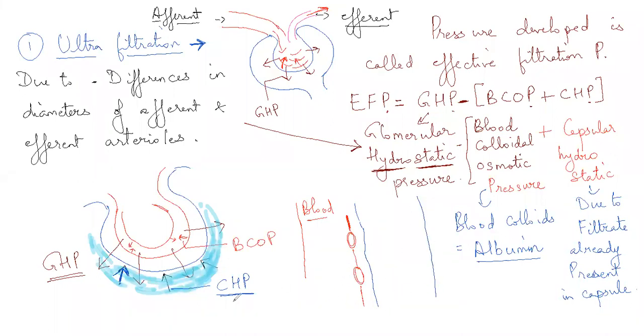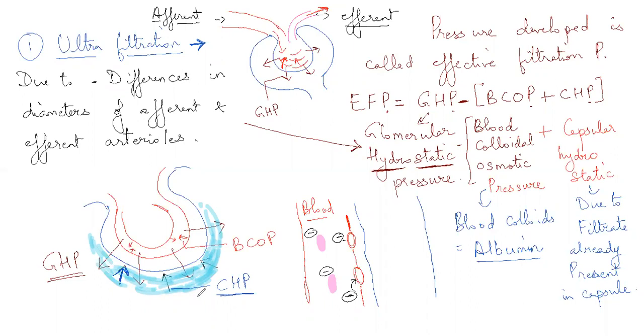Now, the edges of these windows are negatively charged. The albumin also has a negative charge. Let this be the albumin protein. Even this has a negative charge. So this negative charge repels each other.